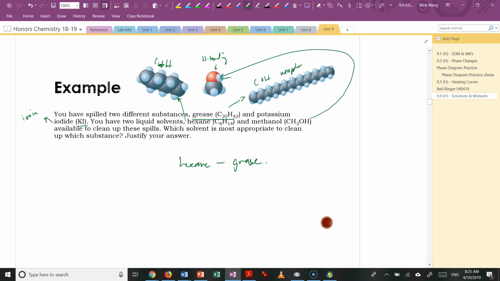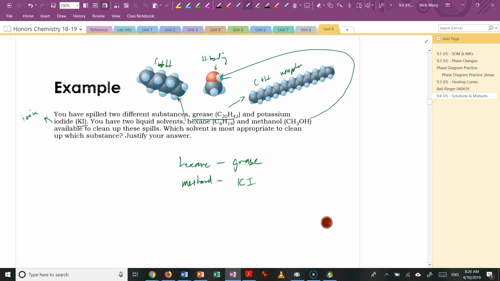When it comes to potassium iodide, looking at methanol, we'd already determined that this is a very polar substance. And potassium iodide is an ionic compound that has lots of positive and lots of negative, very obvious charges. So the polarity of methanol, which has some slight positive and slight negative, can be attracted to the very positive, very negative ions of potassium iodide. And so, in terms of the appropriate solvent here, methanol would be the appropriate one to pick up potassium iodide.